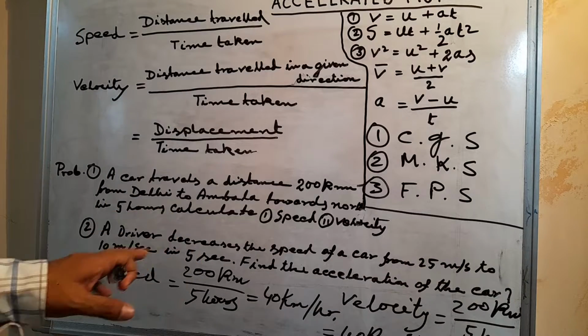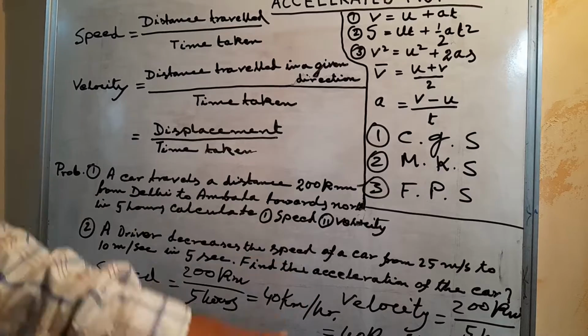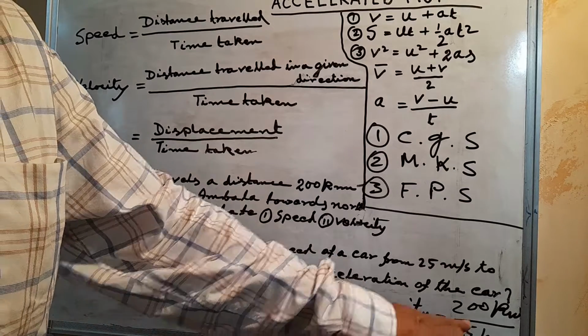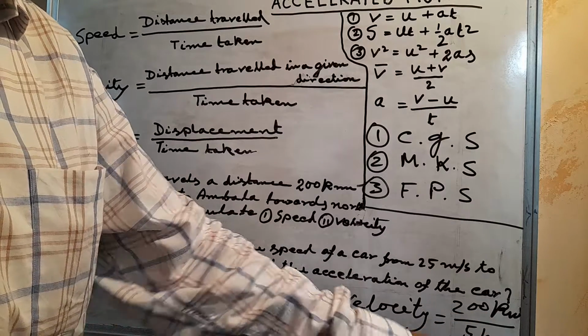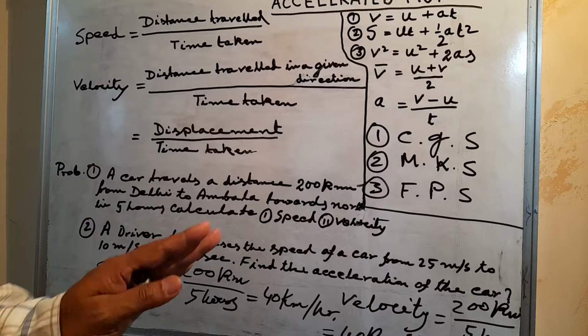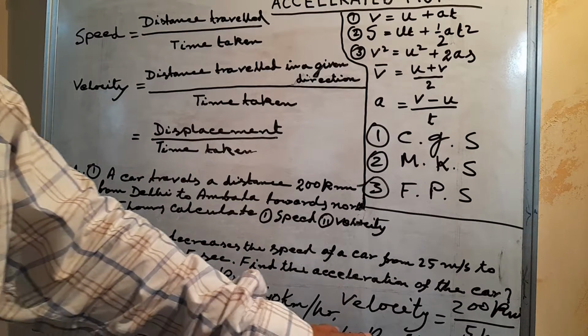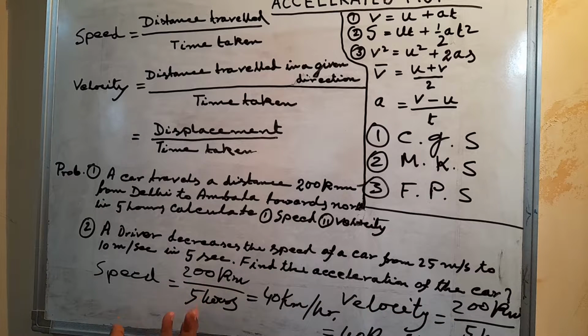Now we will discuss the second problem. This is the first problem: the speed is 40 kilometer per hour and the velocity is 200 by 5, 40 kilometer per hour. Both answers are the same, but velocity gives us the direction and speed gives no direction.